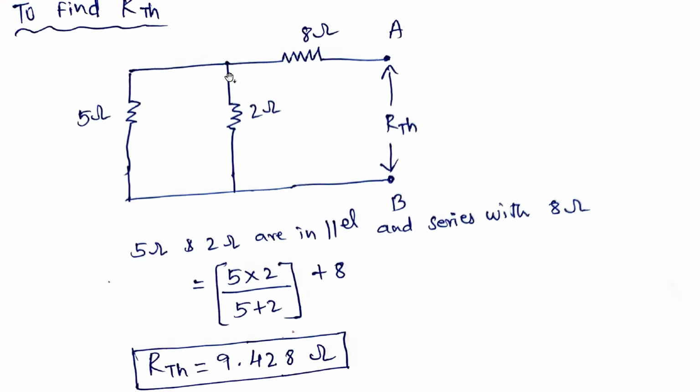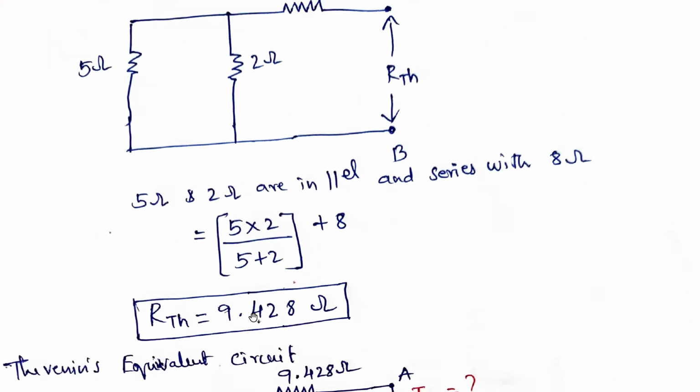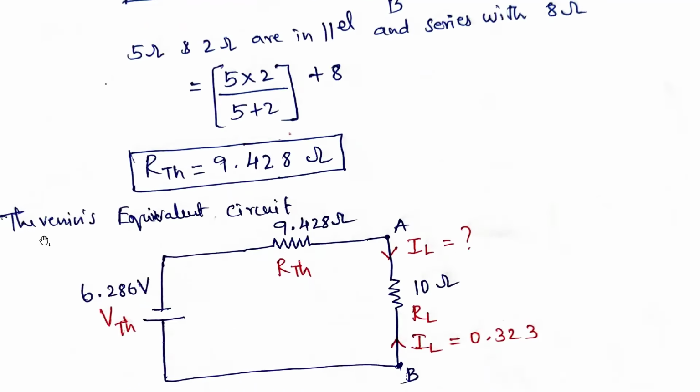So I have redrawn the circuit like this. This 5 ohms and 2 ohms are in parallel, and that particular resistance is in series with the 8 ohms. So 5 into 2 divided by 5 plus 2, plus 8. If you simplify this, 9.428 ohms. That is the RTH.